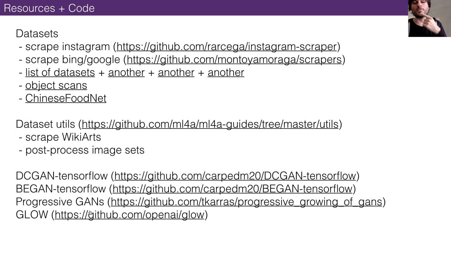I haven't used Glow, but it looks really cool, because it's invertible, so you can project your own face into the latent space, and then you could make yourself look older, make yourself look, you know, different. Those are all cool things that you may want to experiment with. I haven't used it, though, so I don't know how easy or hard it is to use.